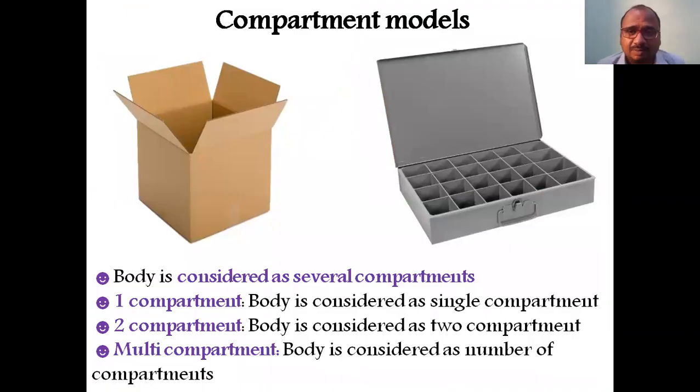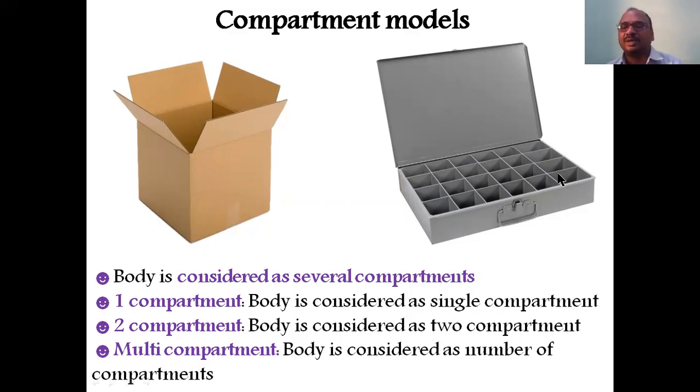First one is the compartment model. In this compartment model, the body is considered as several compartments. The number of compartments is our imagination. These are not really compartments. We know the body is very complex in nature, that's why we are imagining it as a number of compartments. You can imagine the body as one compartment, then you call it a one compartment body. You can imagine two compartments, or multi compartments also.